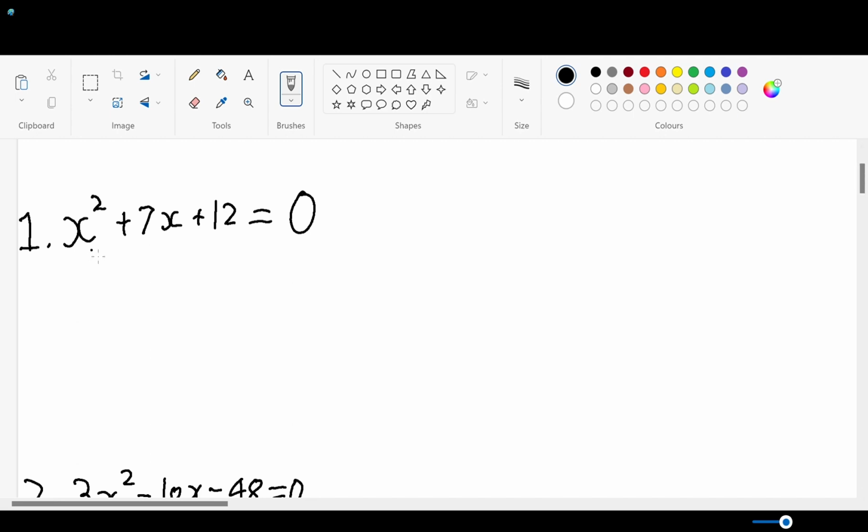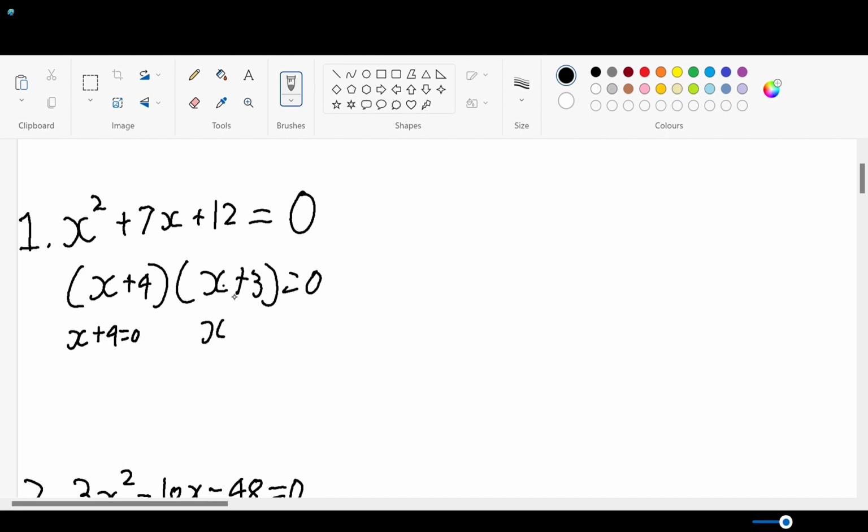The way you would factorize this normally, what adds to 7, what multiplies to 12, that would be 4 and 3, so this would just be x plus 4, then x plus 3 equals 0. Now it's in its factorized form, you would go x plus 4 is equal to 0, then x plus 3 is also equal to 0.